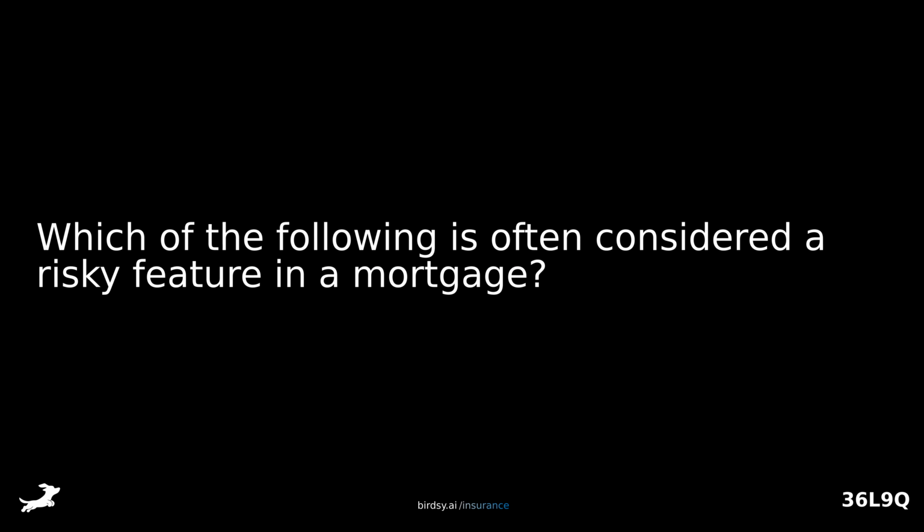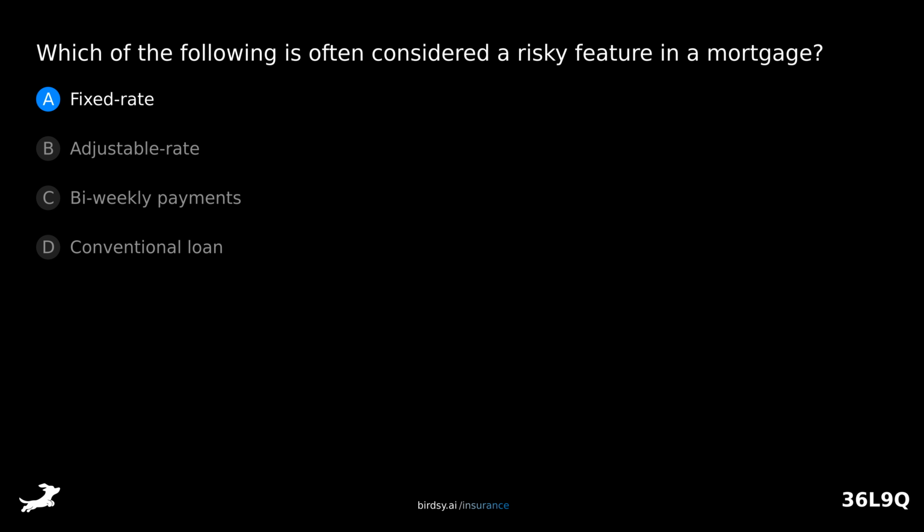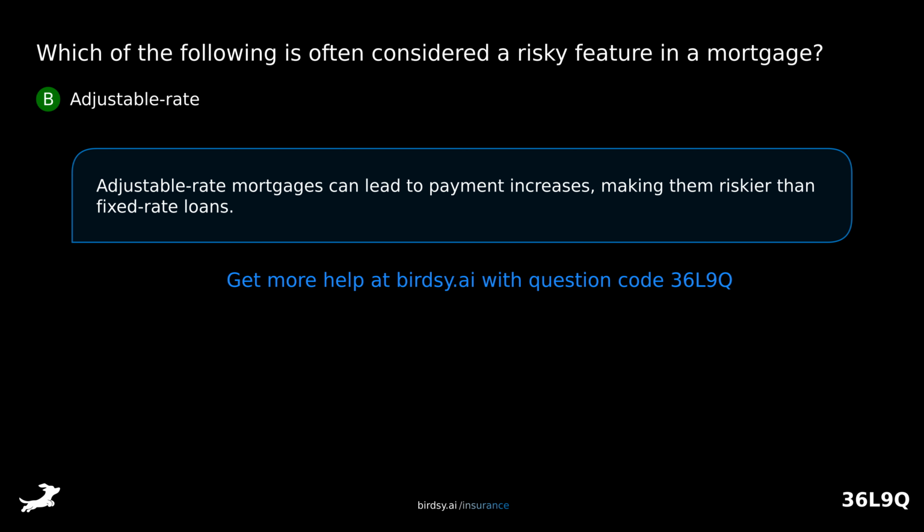Which of the following is often considered a risky feature in a mortgage? Is it A, fixed rate, B, adjustable rate, C, biweekly payments, or D, conventional loan? The answer is B, adjustable rate. Adjustable rate mortgages can lead to payment increases, making them riskier than fixed-rate loans.